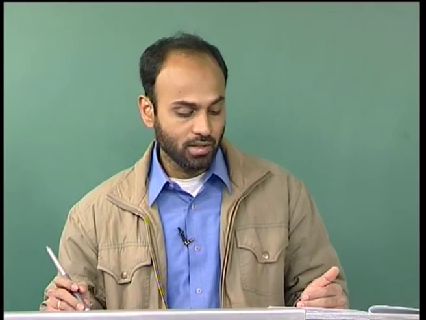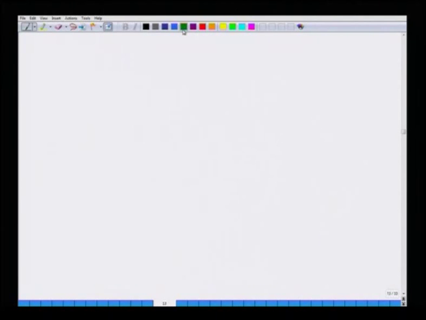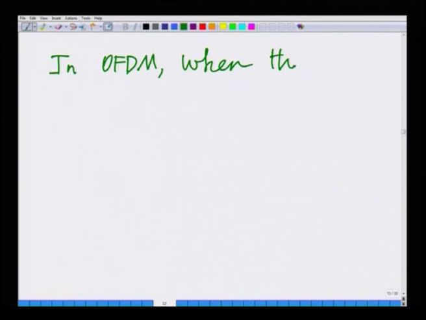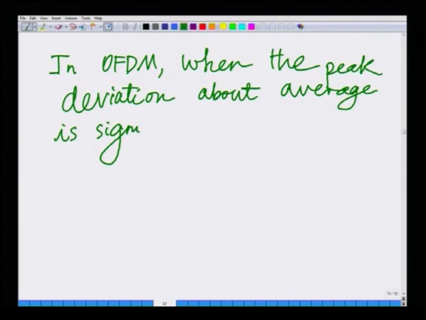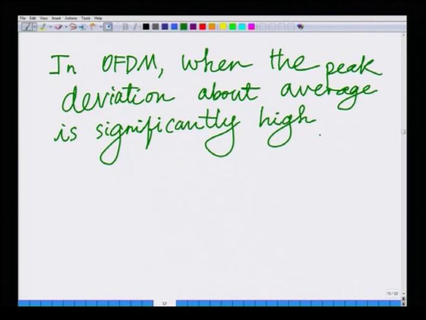Hence, what we can say is, in OFDM, when the peak deviation about the average is significantly high, the signal level moves outside of the dynamic linear range.